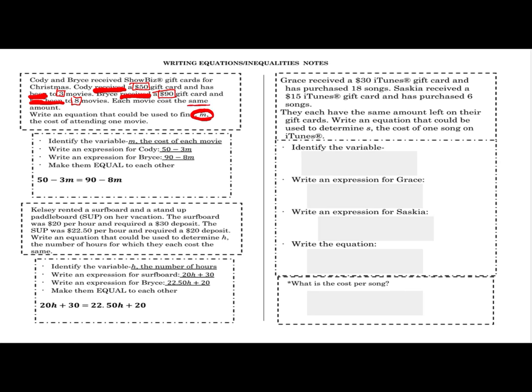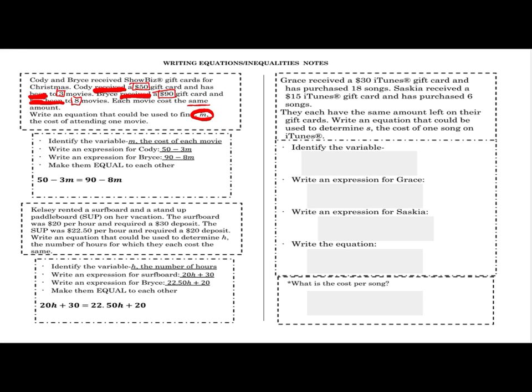So we're going to write an expression for Cody. So Cody received $50. He has been to 3 movies, so minus 3M. And Bryce, we're going to write an expression for Bryce, and he has got $90 and has been to 8 movies, so minus 8M. So when you have a movie, you pay for it. And then we're going to make them equal to each other right here. So we got 50 minus 3M equals 90 minus 8M. We're not going to solve it, but that's just to get us started.